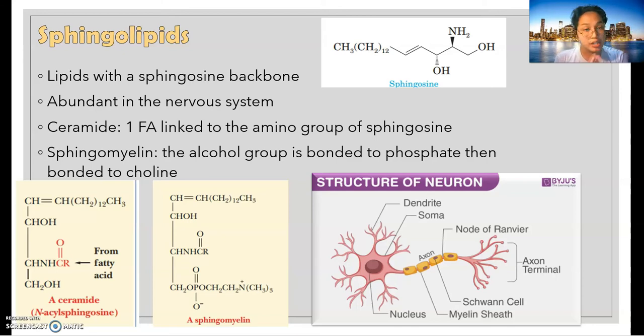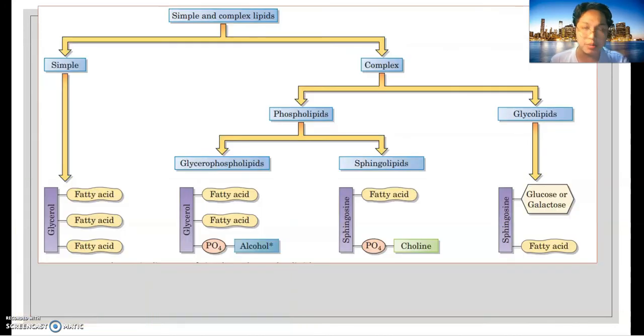So your myelin sheath protects those neuron cells or nerve cells from damage. So that's why sphingomyelin is important, sphingolipid is important. Okay, so now we're done with your sphingolipids, your phospholipids. Now let's go to your glycolipids.